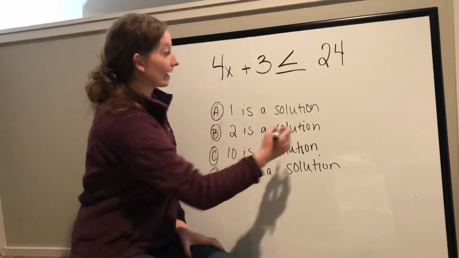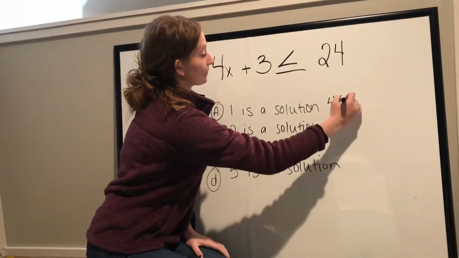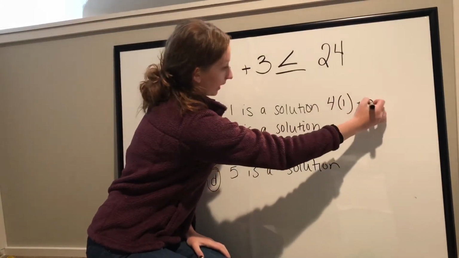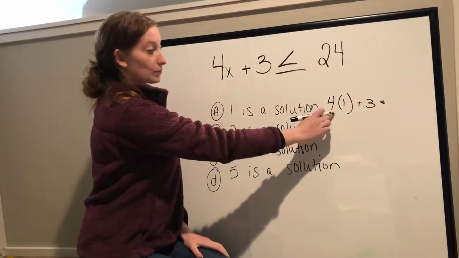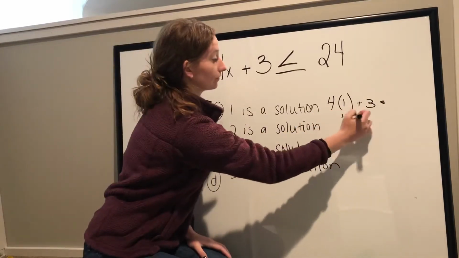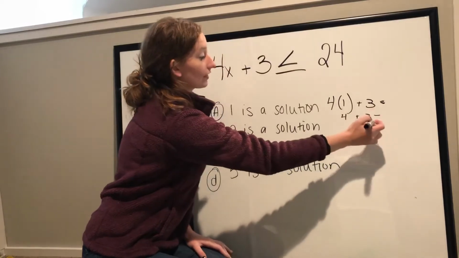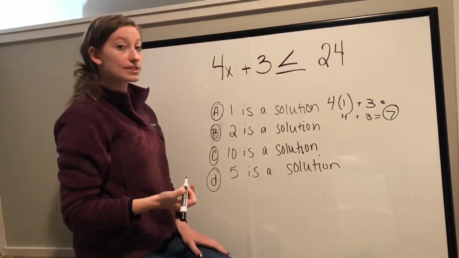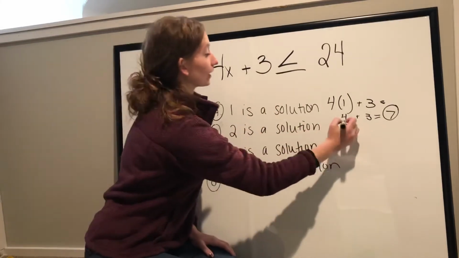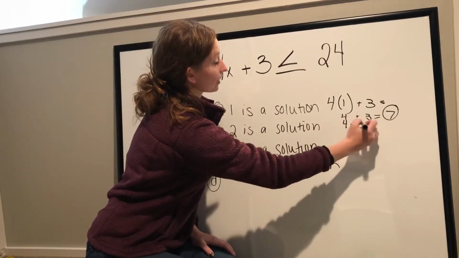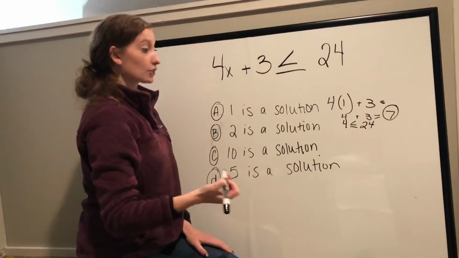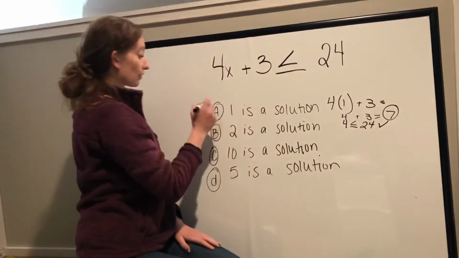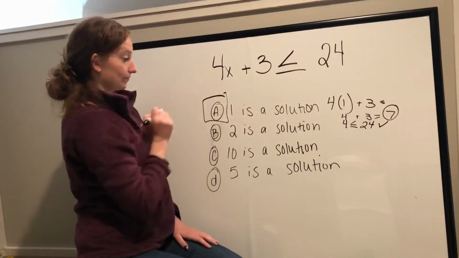So for A, I'm going to do 4 times 1 plus 3. 4 times 1 is 4, and we're going to do that plus 3, which equals 7. So this would now read 7 is less than or equal to 24. Is that true? Yes, it is. So this is an answer.